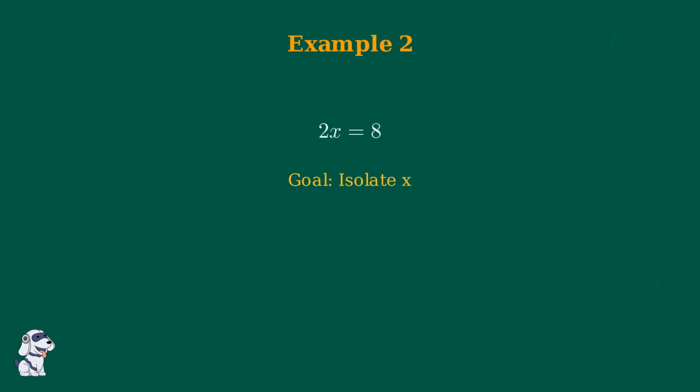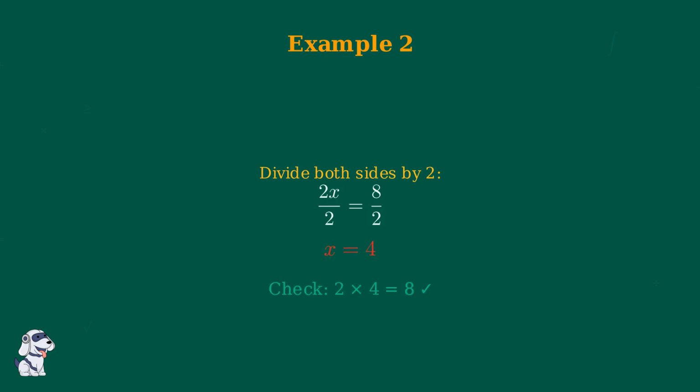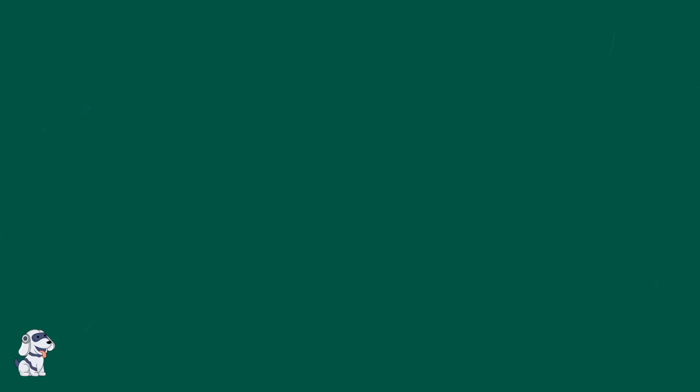Now let's try a multiplication equation. 2x = 8. Here, x is being multiplied by 2, so we use the inverse operation, division. We divide both sides by 2. On the left side, 2x divided by 2 gives us x. On the right side, 8 divided by 2 equals 4. Simplifying, we get x = 4. Let's verify. 2 times 4 equals 8. Perfect, our solution is correct.